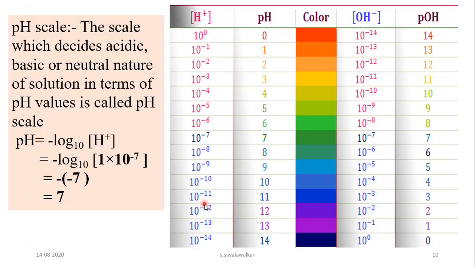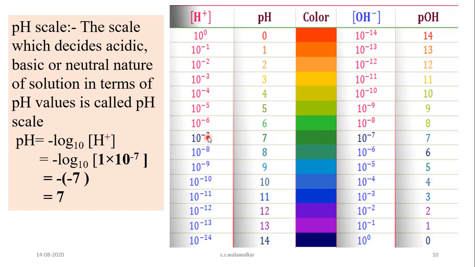Then pH scale means what? See here, the scale which decides acidic, basic and neutral nature of the solution in terms of pH value is called as what? pH scale. Now if you take the hydrogen ion concentration, value of hydrogen concentration such as 10 raised to minus 1 or 10 raised to minus 7, if you substitute this in this formula of pH, then you will get what? pH of the solution. See here the relation, whenever the hydrogen ion concentration is 10 raised to minus 7, then pH of the solution is 7 and the color of the solution is green.